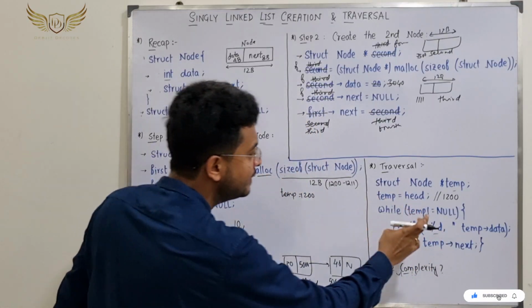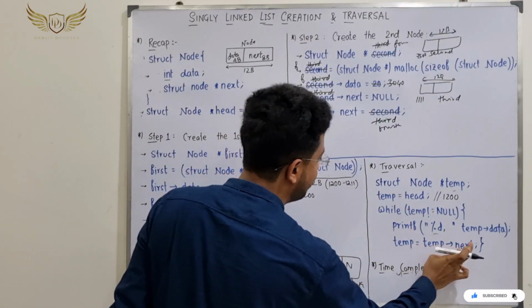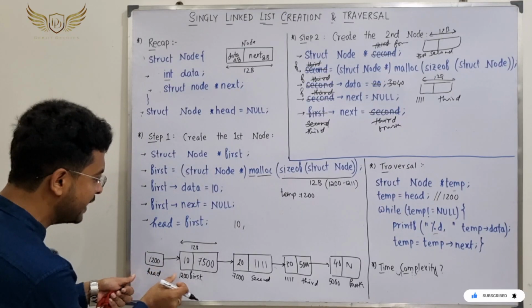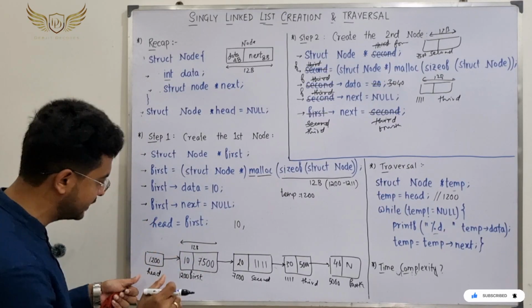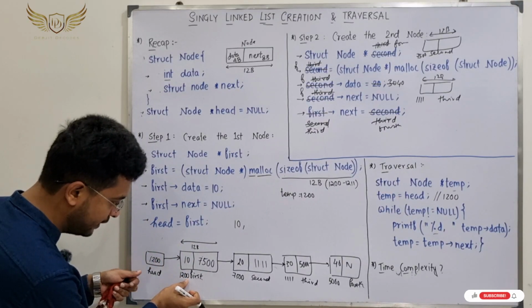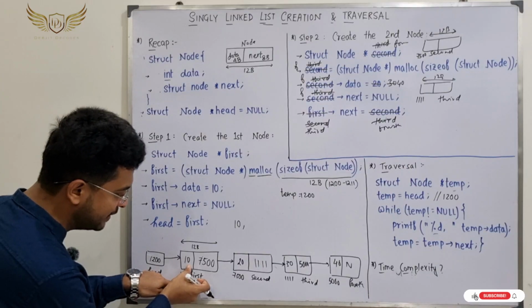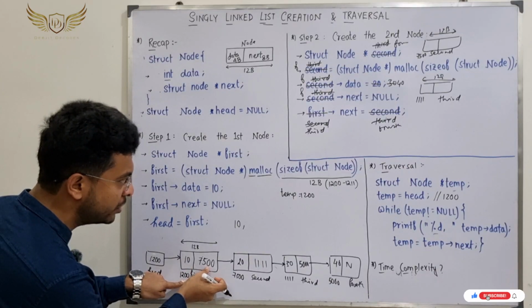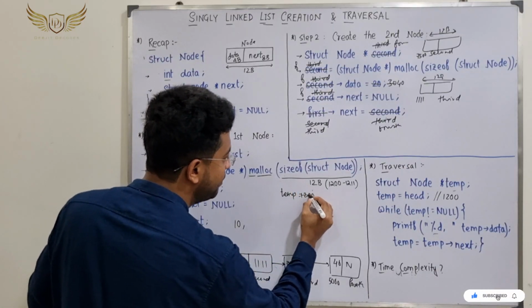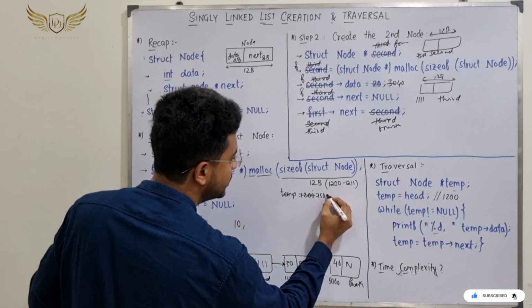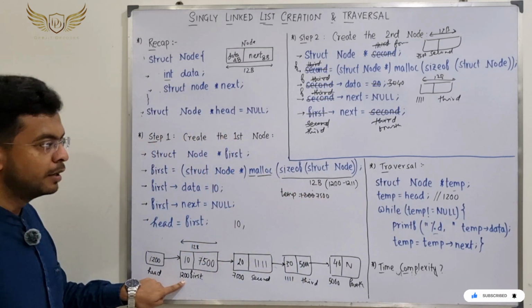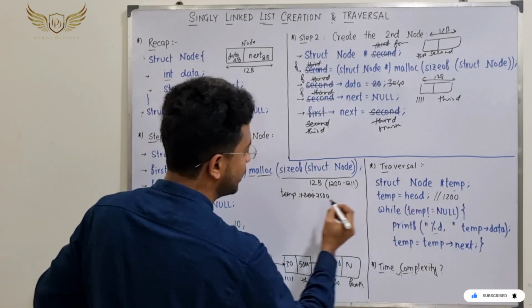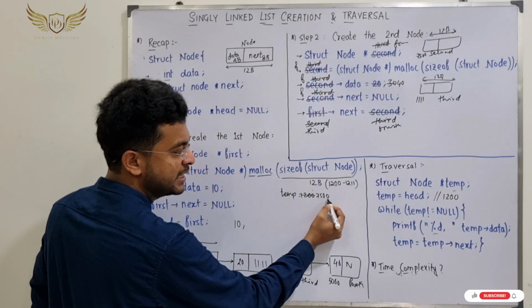Right? Then inside this loop we are doing temp equals temp arrow next. So what is temp arrow next? Temp is 1200. How do we calculate this? Go to this memory location, and this is the data part. If this is the data part, what is the next part? 7500. So temp becomes 7500. Cool.